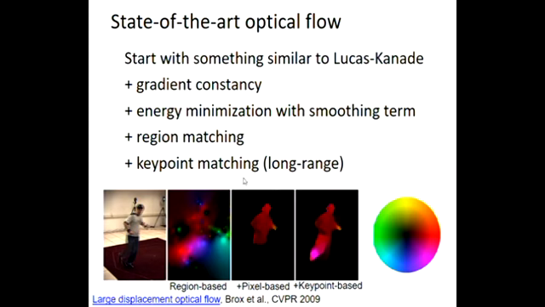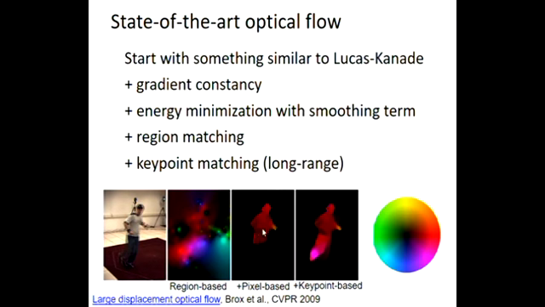So here you can see the estimate of displacement due to region matching. And so here, the color indicates the direction of movement, and the brightness indicates how much it has moved. You can see that it's pretty noisy because in these uniform regions you don't have much to go on, but it still gives you some kind of cue.